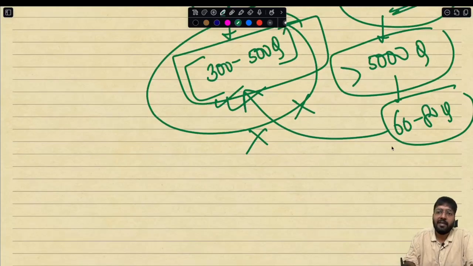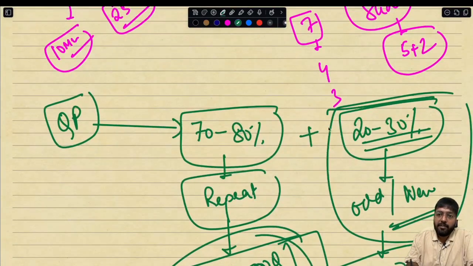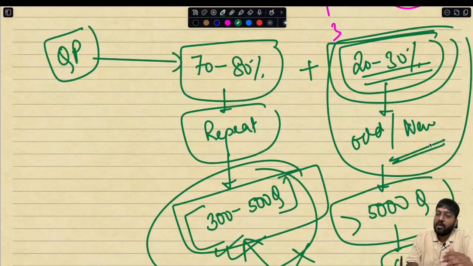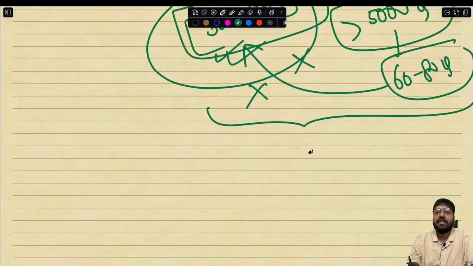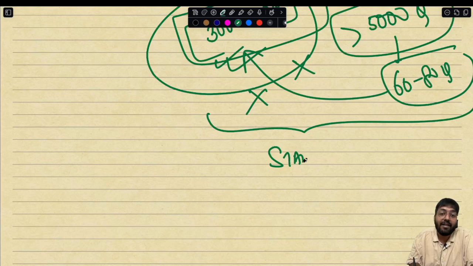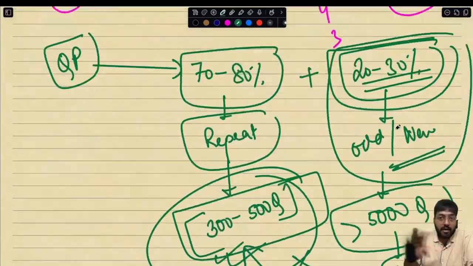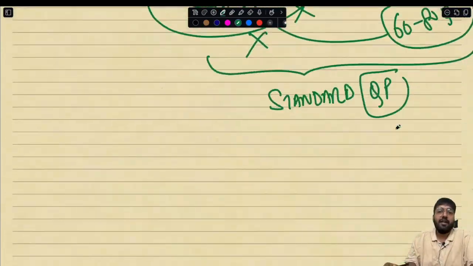Now remember one thing, this 20 to 30% of questions that I told you can be odd or new, and this 70 to 80% repeat. This pattern is basically a standard pattern. We call it the standard question paper pattern that is asked. Okay, it is not difficult. What is difficult, I will tell you.